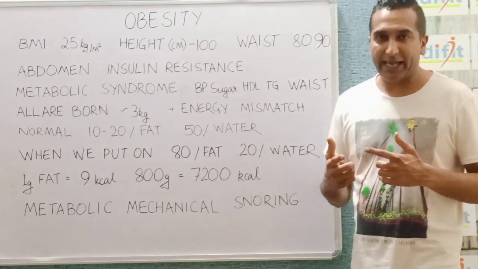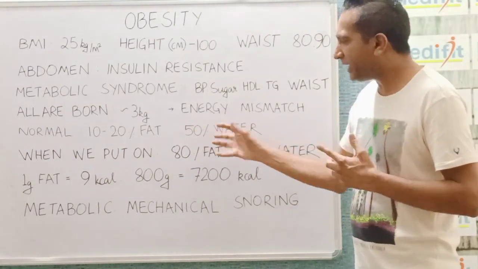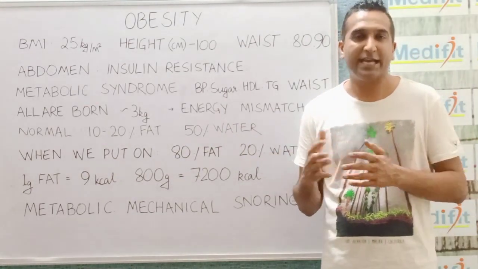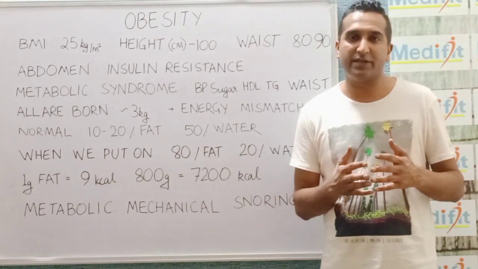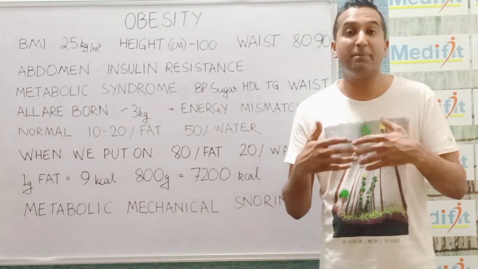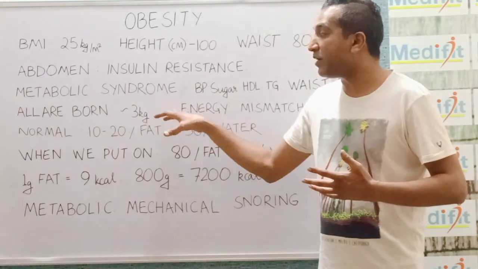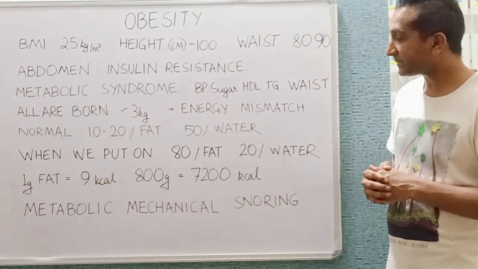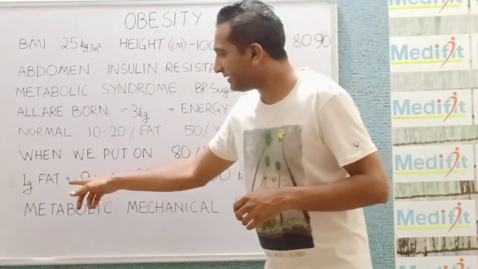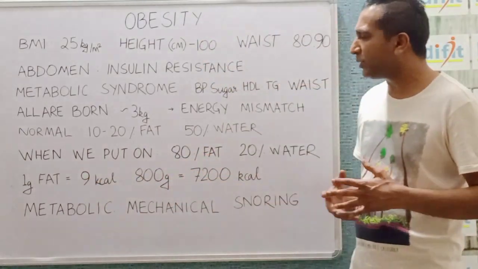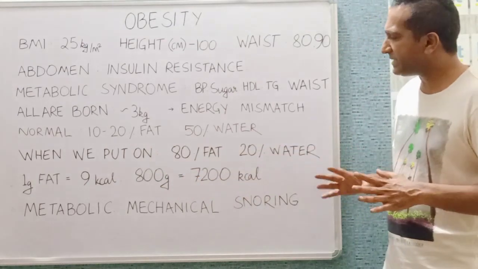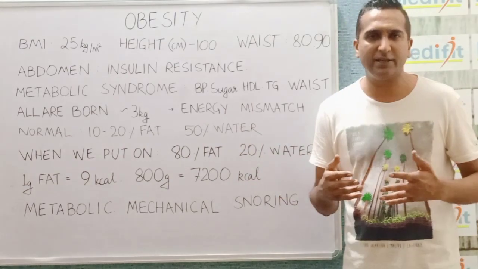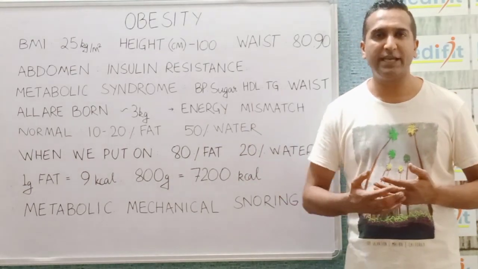When we put on weight, we put on 80% as fat and 20% as water. So when you put on 1 kg, 800 grams is fat and around 200 grams is water. So obese people, comparatively, have a greater amount of fat in their body as compared to other constituents. 1 gram of fat in terms of energy is 9 kilocalories. So 800 grams of fat is 7,200 kilocalories. If you just add on 7,200 kilocalories, you might be expected to put on 1 kg.